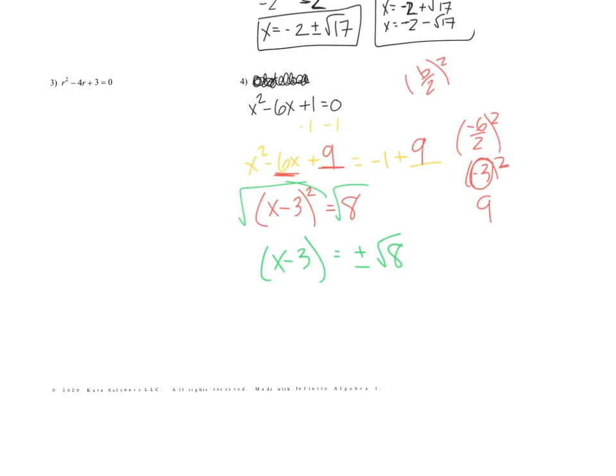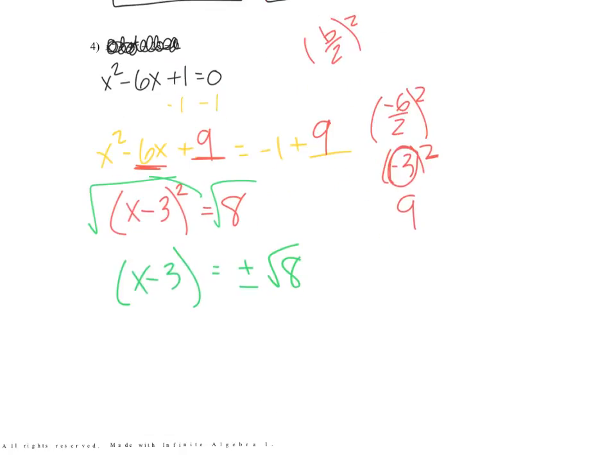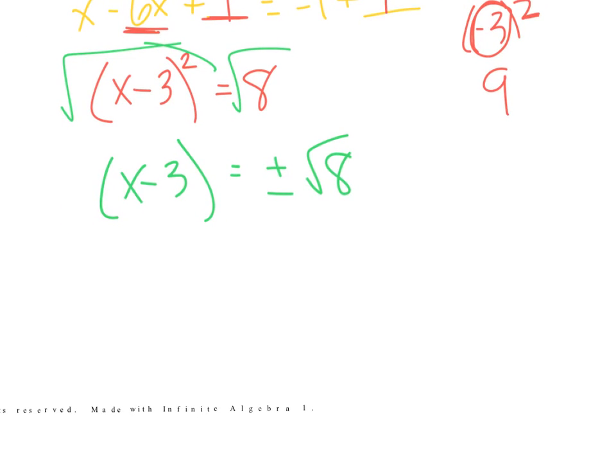Now, there's a small difference between the one we did up here and this one. What's the difference between plus or minus the square root of 17 and plus or minus the square root of 8? Well, the square root of 8 I can reduce down. I can't reduce down the square root of 17, okay? So before I bring over the minus 3, let's reduce down this 8. So, meaning, is there a perfect square inside of 8? There sure is, and it's a 4, okay?